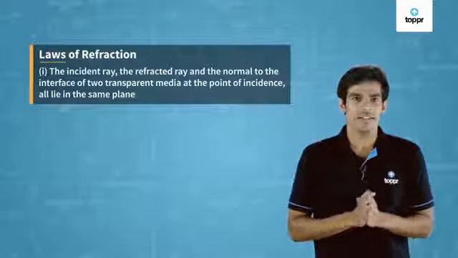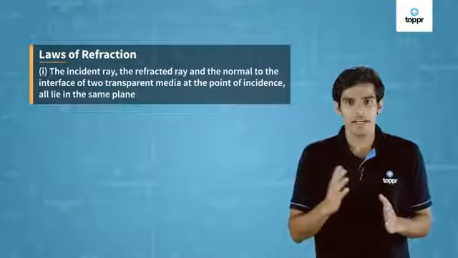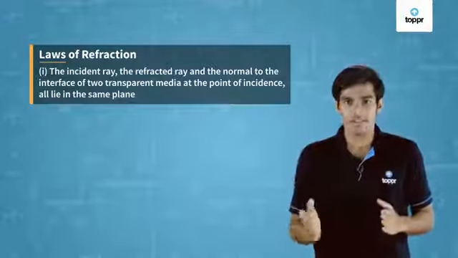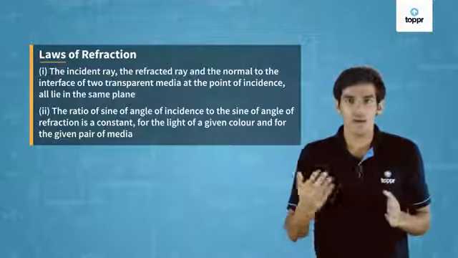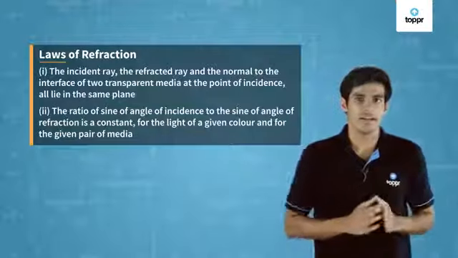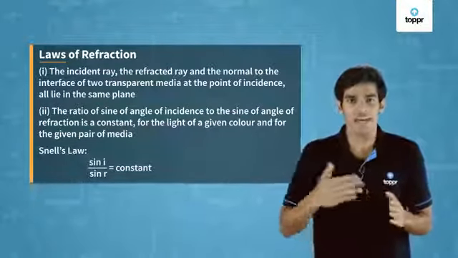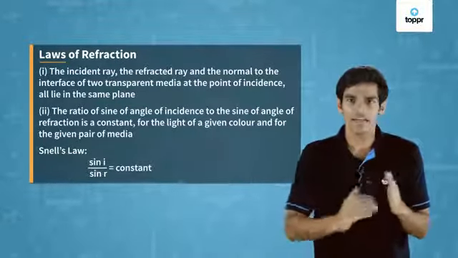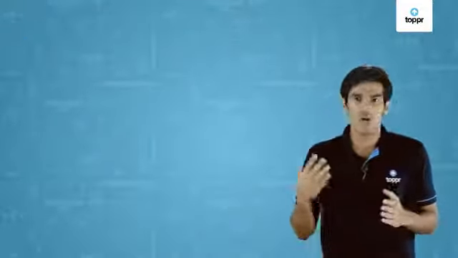The first law is that the incident ray, the refracted ray and the normal to the two transparent media at the point of incidence all lie in the same plane. The second law is that the ratio of the sine of the angle of incidence to the sine of the angle of refraction is a constant for a given pair of media and a given color of light. This law is known as Snell's law of refraction. If i is the angle of incidence and r is the angle of refraction, then sin i divided by sin r is a constant. Let us find out what the constant is in Snell's law of refraction.